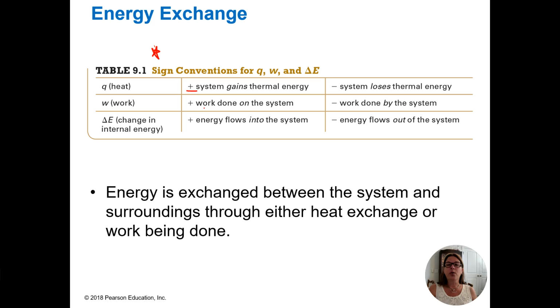W, work. When it's positive, work is being done on the system, so it's being done on the system by the surroundings. When work is negative, work is being done by the system onto the surroundings. So if both of these happen to be positive, then your delta E will be positive. If both of these happen to be negative, then delta E will be negative.